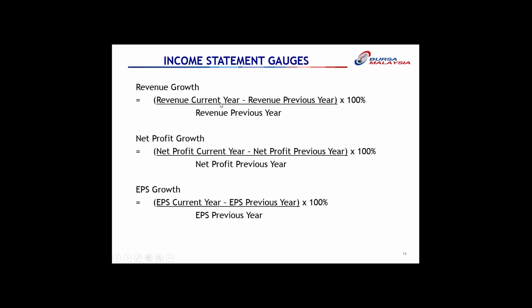It is revenue in the current year minus revenue in the previous year, divided by revenue in the previous year, times 100%. And this will give you the revenue growth in terms of percentage. Net profit growth is also the same. Current year minus previous year divided by previous year would again give you the percentage in terms of profit growth. EPS growth is also the same formula.